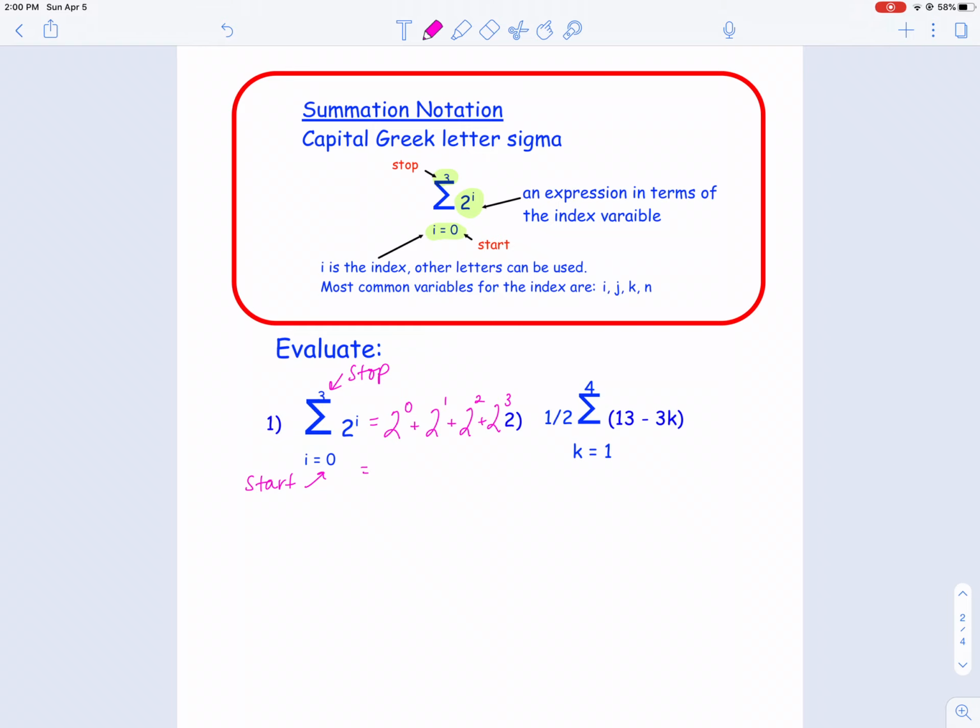So let's just think, this is very simple. 2 to the 0 is 1. 2 to the first is 2. 2 squared is 4. And 2 to the third is 8. You could add those all up and you would get 15.